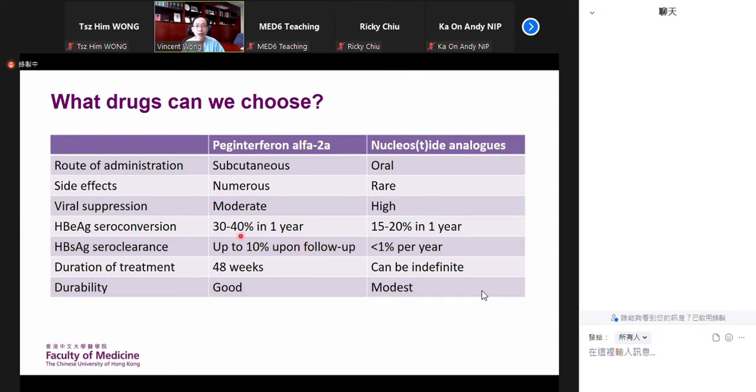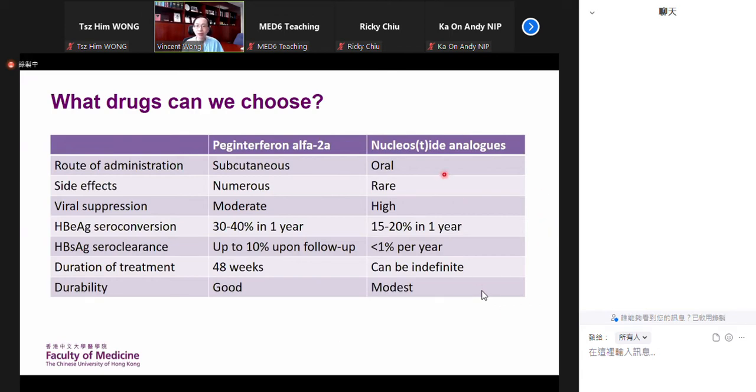And although you may not see that in 1 year, upon follow-up, up to 10% of people treated with PEG interferon may lose the surface antigen. So in medical terms, this is closest to a cure of the infection. The durability is good, meaning that if the patient has achieved E antigen seroconversion or surface antigen loss, and then you stop the treatment, the majority of cases can maintain the treatment response.